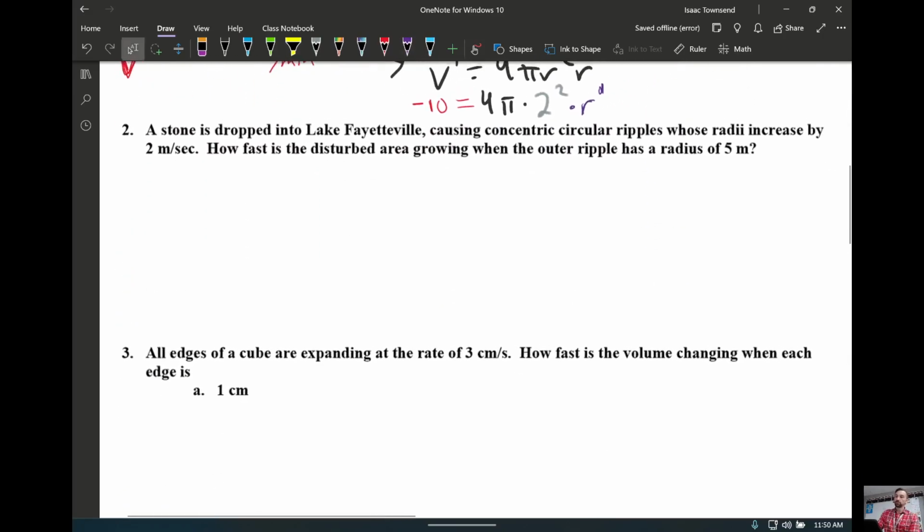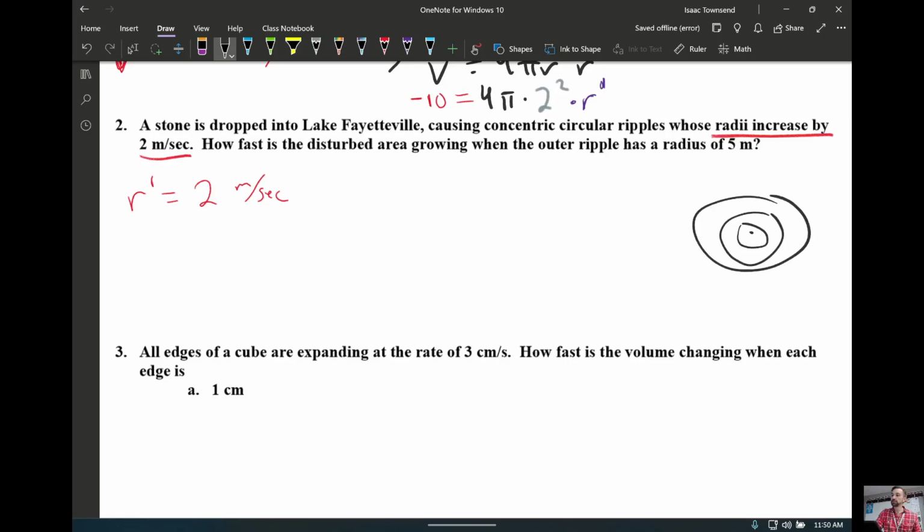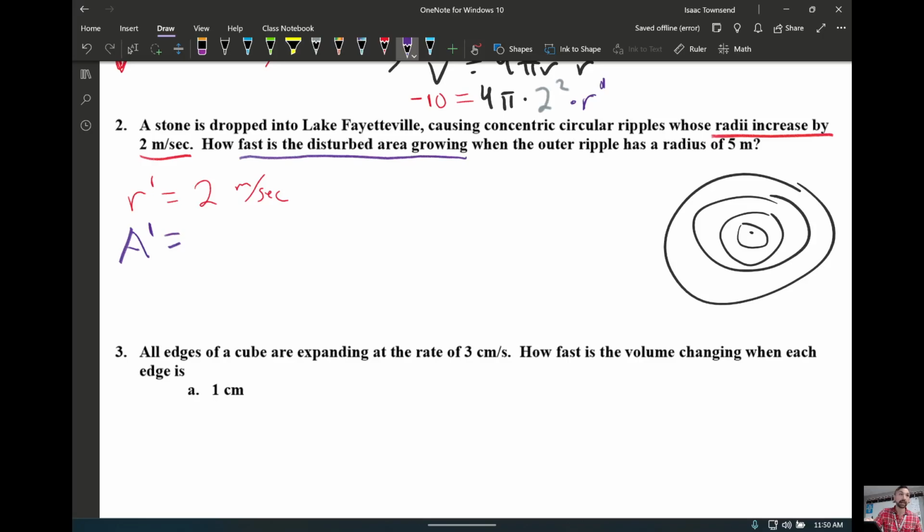Okay, so question two. The next couple are still the easier ones. Radius is increased by 2 meters per second. So that would be r prime. That's how the radius is changing. And in this question, we're dropping a stone into Lake Fayetteville, causing concentric circular ripples. Concentric circles are just circles within a circle. How fast is the disturbed area growing? So how fast is the area growing, A prime, when the radius is 5 meters?